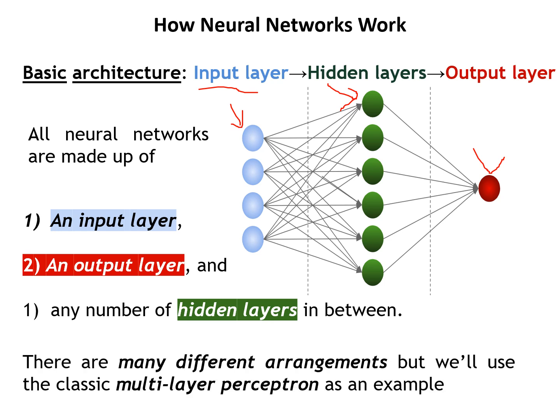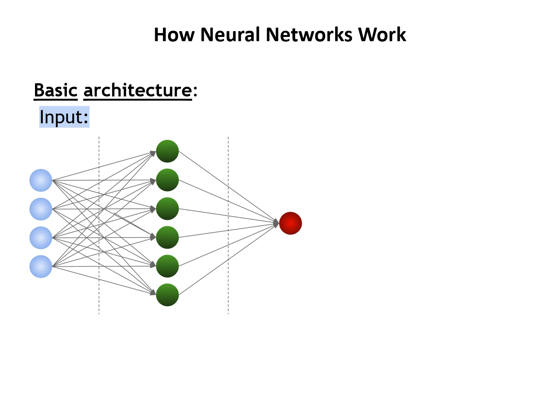But there could be more, and we will talk more in the following slides and during the course. There are many different arrangements, and the arrangement will depend on the needs of each neural network, which one will work better to answer the question that you have. In the case of this example, we're just going to go for the classic multi-layer perceptron. So let's talk in more detail about the input.